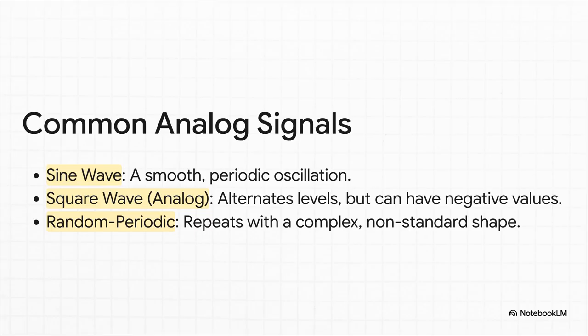And that's a great question. But here's the catch. This one is still considered analog. And the key reason why is that its minimum value dips into negative voltage. True digital signals, as we're about to find out, play by a much stricter set of rules.